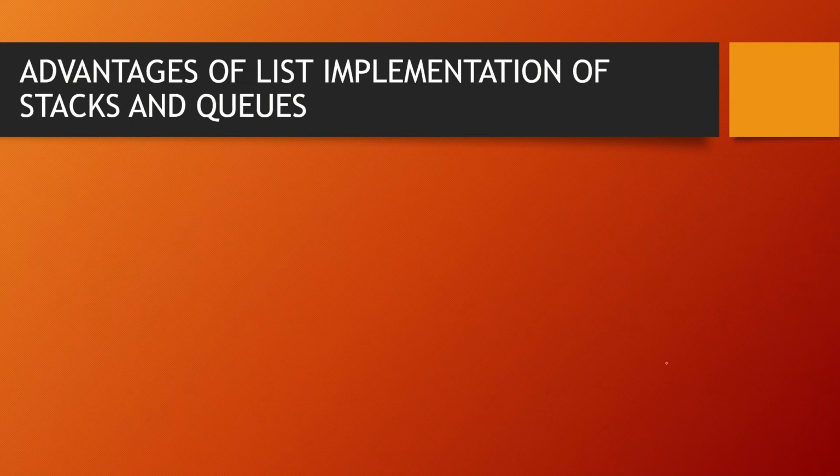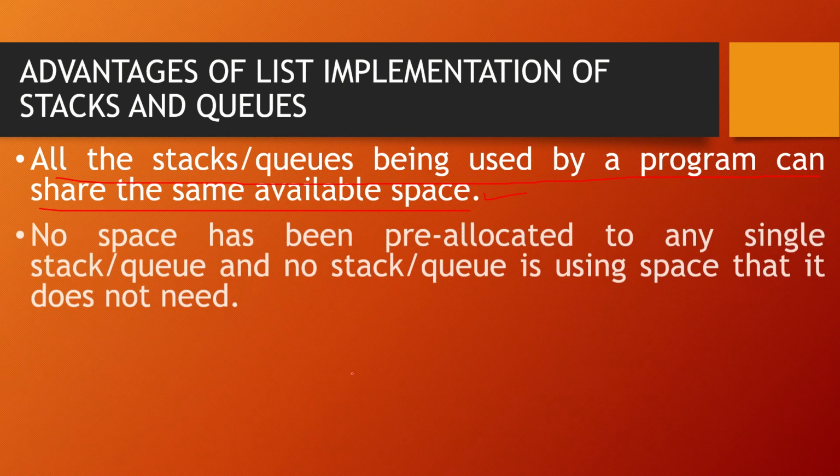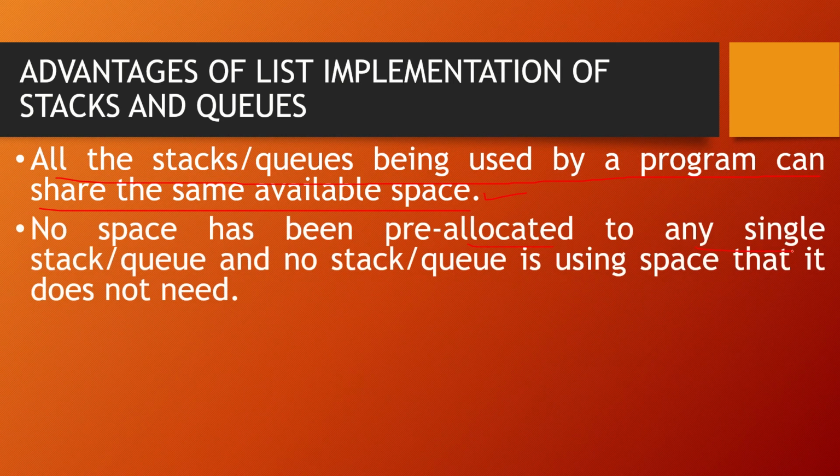What are the advantages of list implementation of stacks and queues? First, all the stacks and queues being used by a program can share the same available space. All the queues and stacks being used by the program are using one common available space, which is not possible in case of array implementation of stacks or queues. Second, no space has been pre-allocated to any single stack or queue. No allocation is done in advance. And no stack or queue is using space that it does not need. Only as much space as is needed is being used.